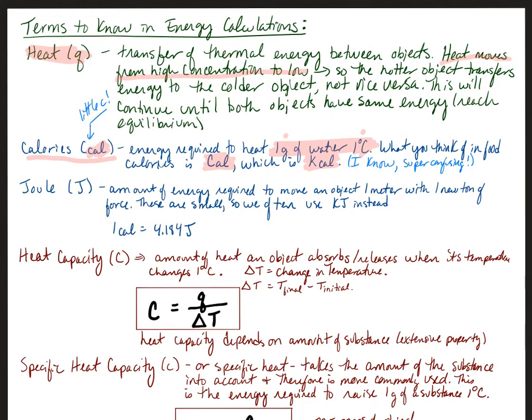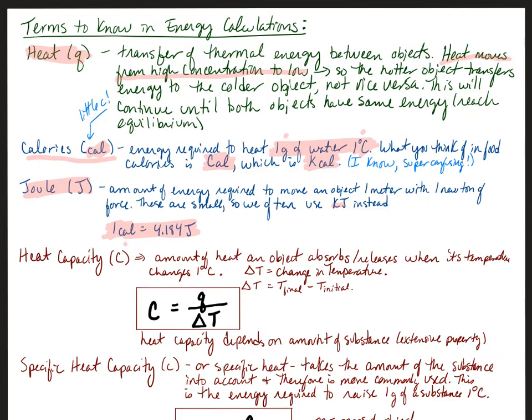Another form of energy is that of a joule. We put that as capital J. And this is the amount of energy required to move one object 1 meter with 1 Newton of force. Okay, what does that really mean? 1 little calorie is 4.184 joules. In other words, joules are tiny. And that means that you're going to have a large number there. A lot of times we talk about kilojoules instead for that very reason.